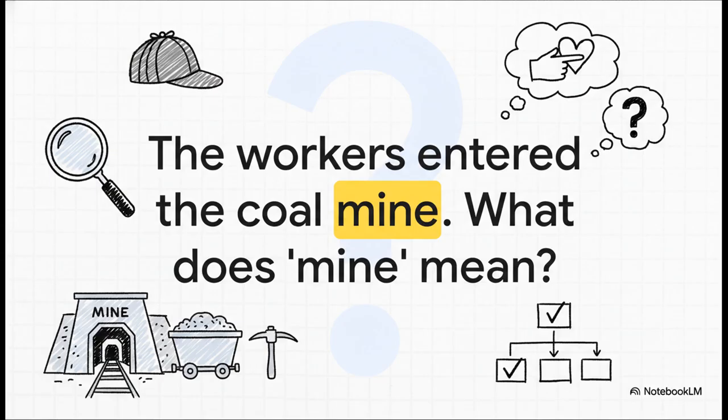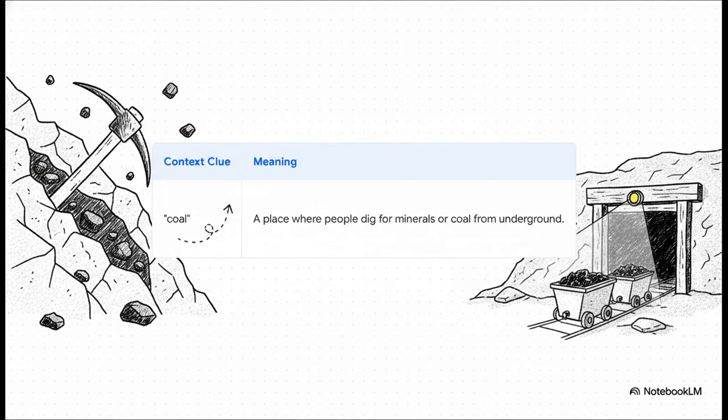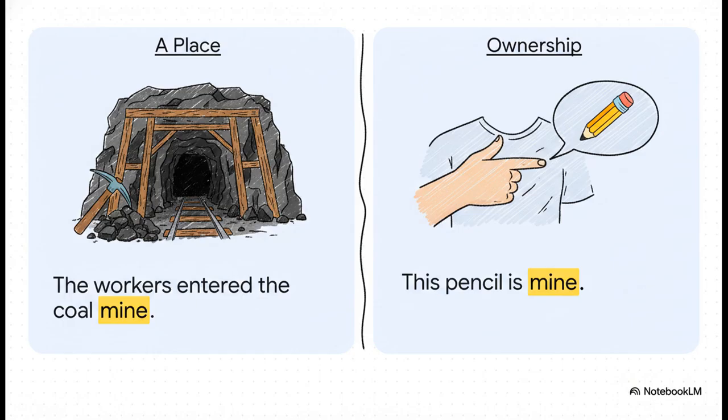Let's use the method. Did you spot the clue? It's right there, the word coal. People don't enter a coal something that belongs to me, do they? No, they enter a place where coal is dug out of the ground. That one little context clue points us directly to the right definition. Boom, case closed. And you can see it right here, side by side. On the left, mine is a place. On the right, it's about ownership. It's the exact same word, but the context clues put them in 2 totally different universes.